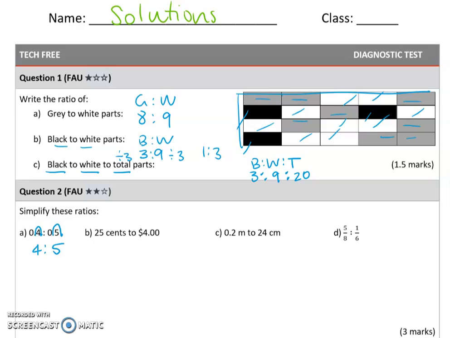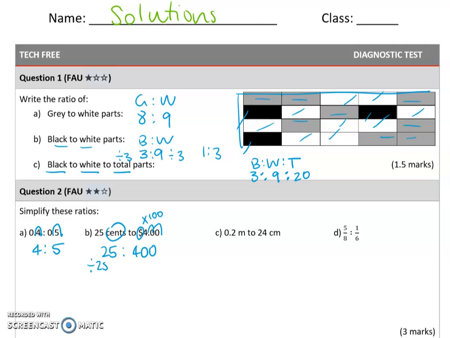25 cents to $4. We've got one in dollars and one in cents. We need to convert. If we changed the cents to dollars, it would be 0.25, and we don't want to work with decimals. So we'll undertake conversion. 100 cents in a dollar, so $4 times 100, that's 400. 25 to 400. Think of a common factor. 5 fits into both of those numbers.